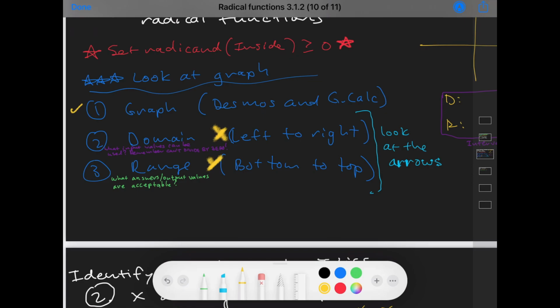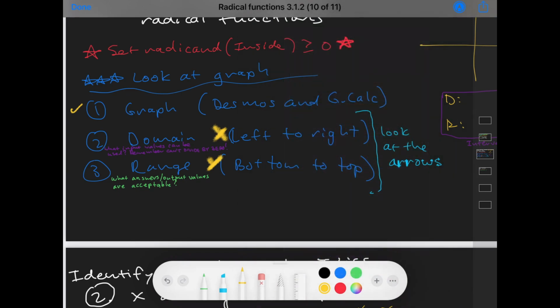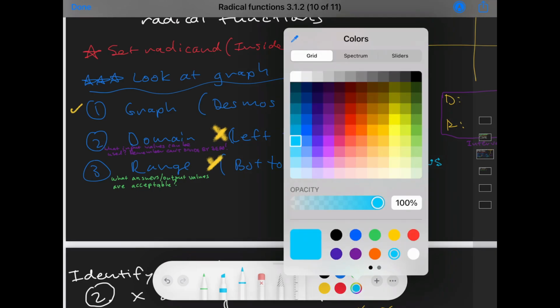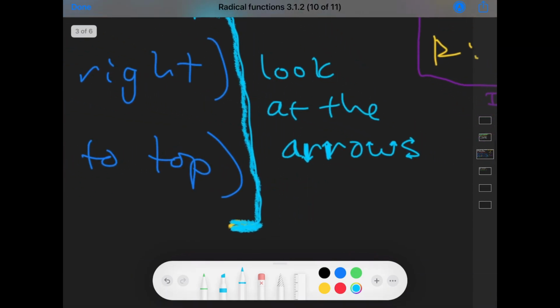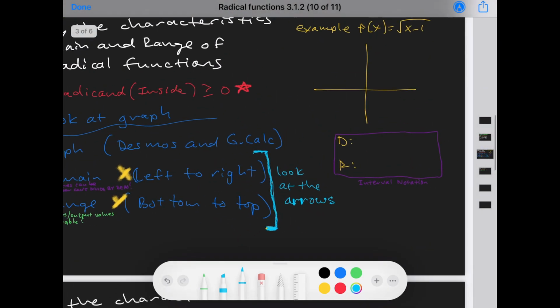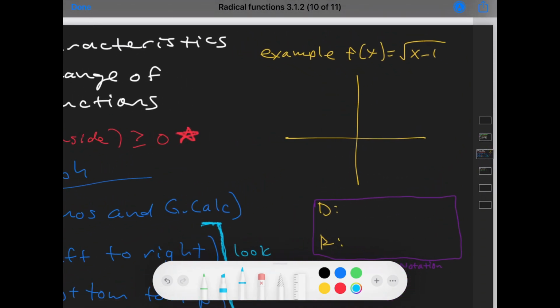And my hint over here in light blue is if you look at the arrows, I don't know if you guys can see how many arrows I drew there. We're going to go ahead and graph f of x equals square root of x minus 1.